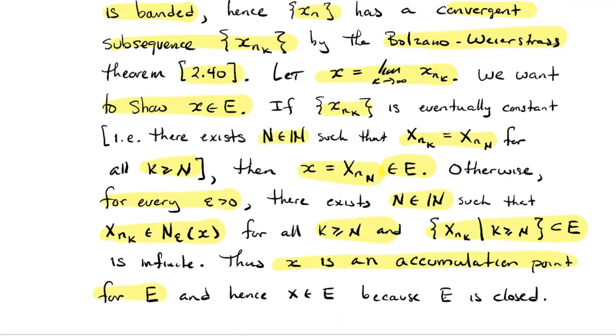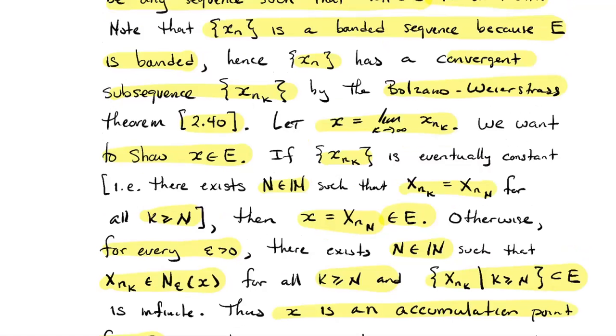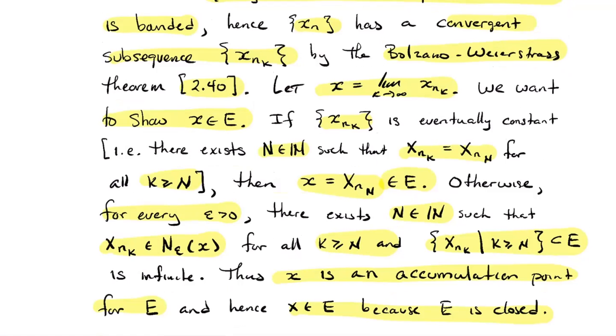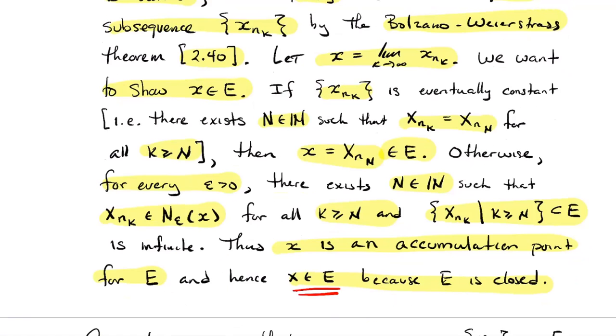So we've shown that this X is such a point, but E is a closed set. Closed sets contain all their accumulation points. So to summarize the argument, if this set is closed and bounded, then our arbitrary sequence in it has a subsequence that converges to a point that's in it. That is, the set has the Bolzano-Weierstrass property. Nice.